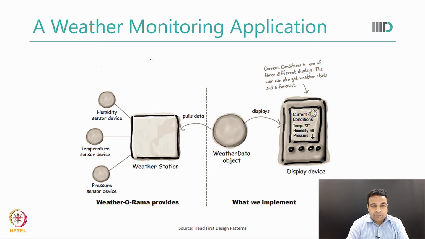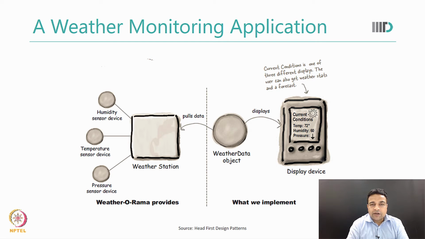Let us understand with a simple example. Let us say that we have a weather monitoring application. This application has three components. The one component is the actual weather station, where the different values related to weather are updated. For example, there may be a humidity sensor device which updates the humidity value, a temperature sensor device which updates the temperature value, and a pressure sensor device which updates the pressure value.